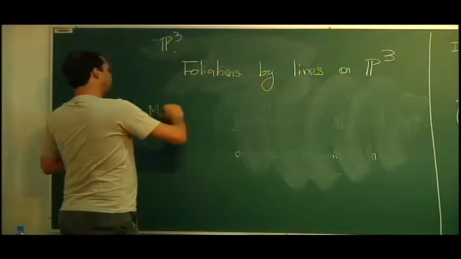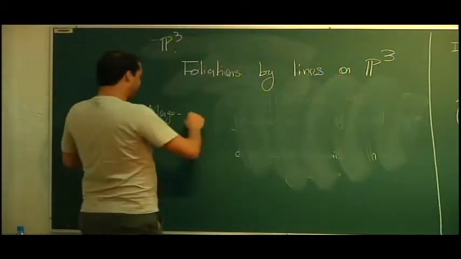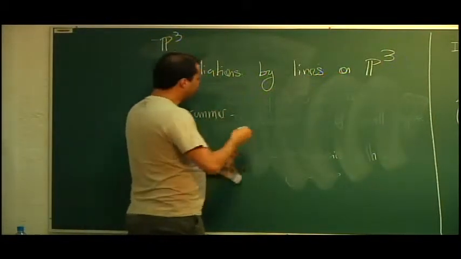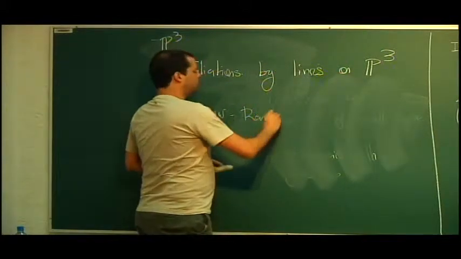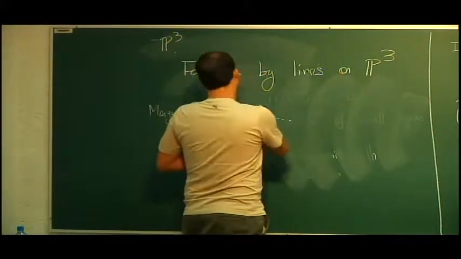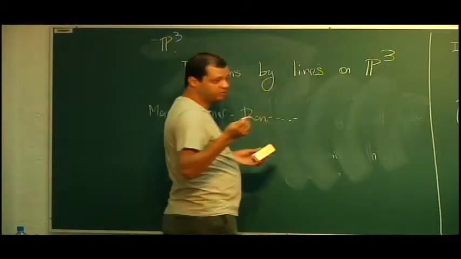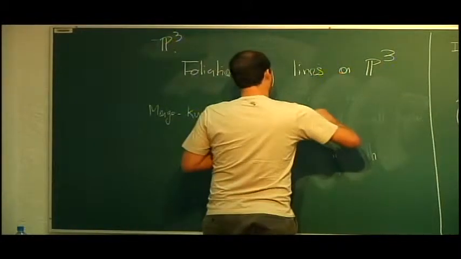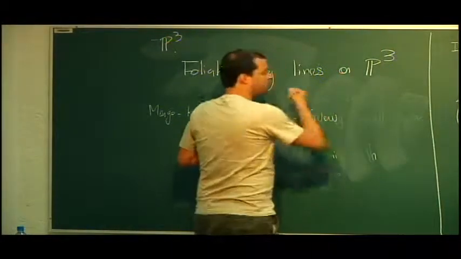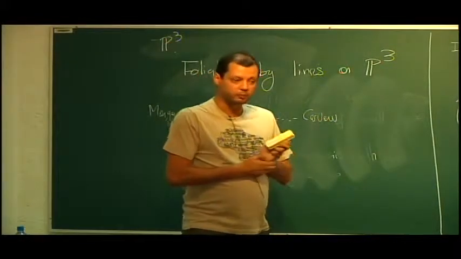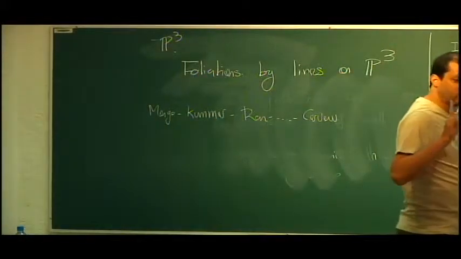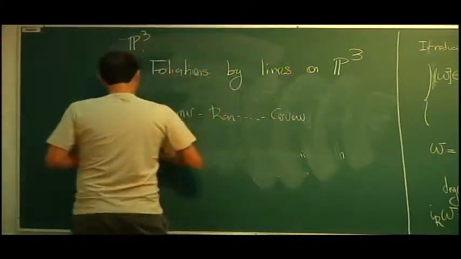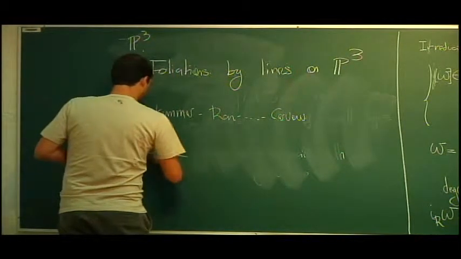So let me just add Monge to my list. Then we have Kummer. And also, more recently, there are Ran and people like Franchetta, between Kummer and Ran. And even more recently, in the language of foliations, there is a very nice paper by Cerveau, where you can find the classification that I'm going to describe. So what's a foliation by lines? Well, there is an obvious one. You just take a point and look at the lines through that point.